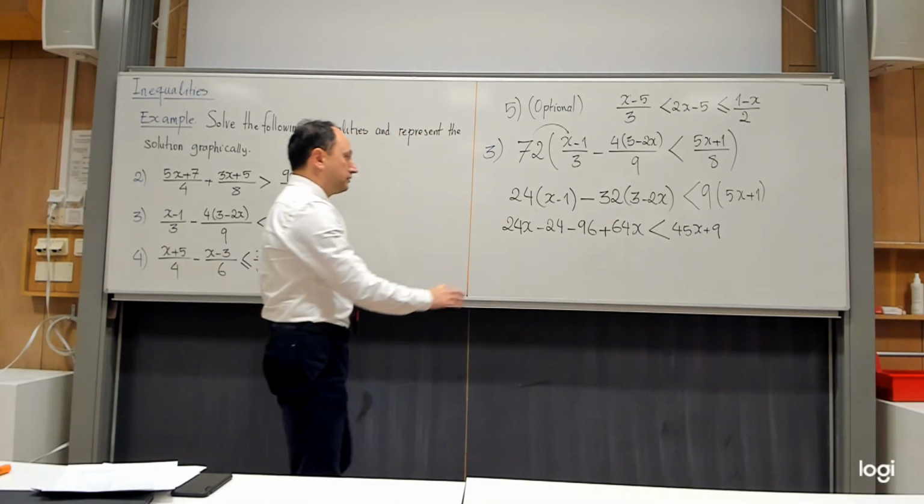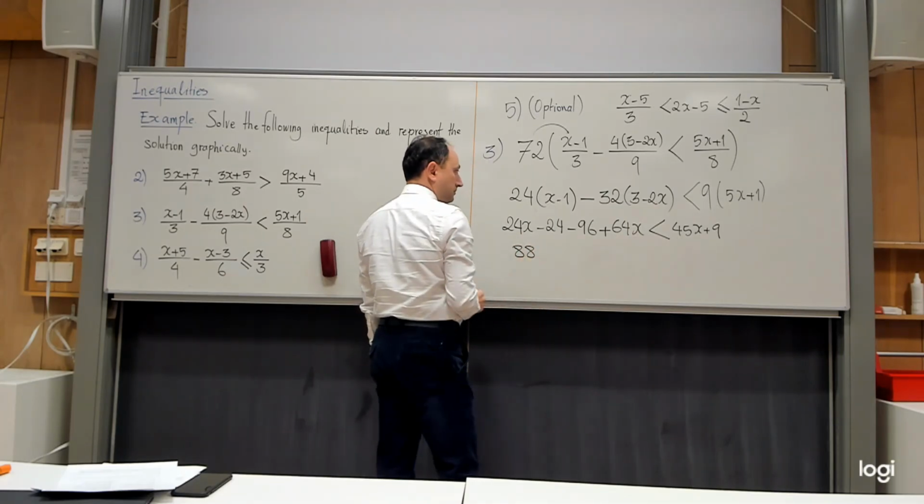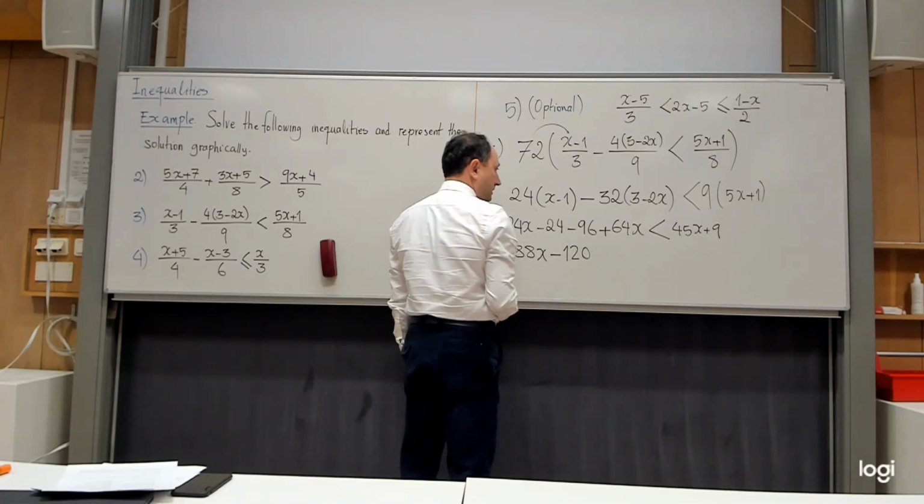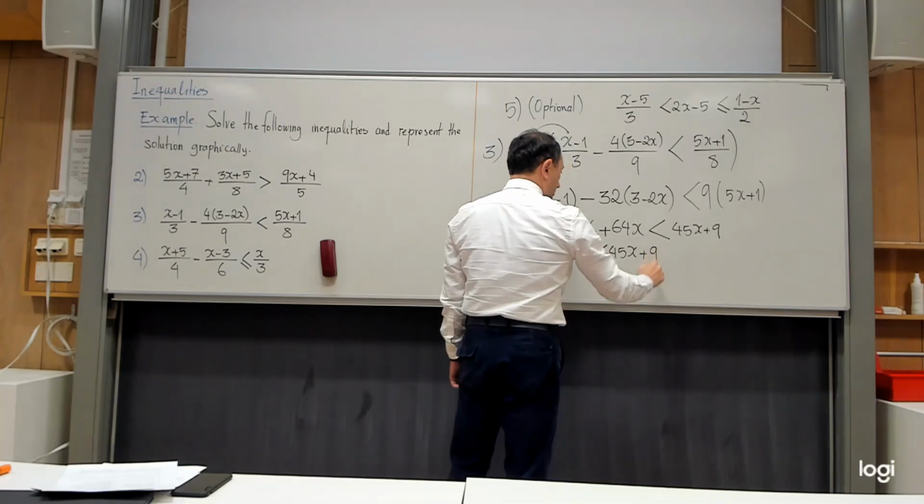And then let us simplify. 24 plus 64 is 88x. And this one is minus 120. And this one we have 45x and then plus 9.